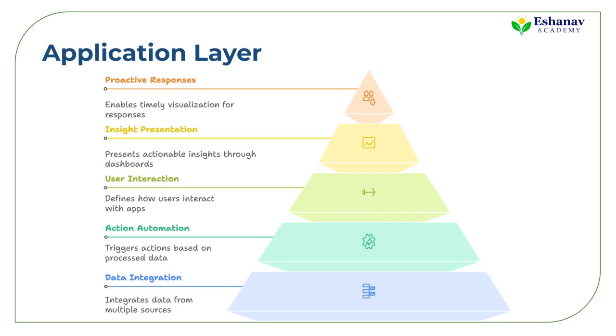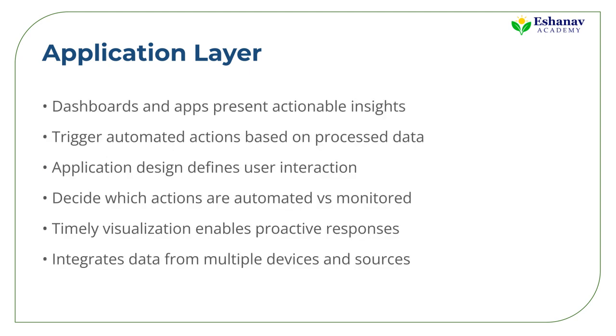The application layer is the interface between humans, systems, and IoT devices. It can be dashboards, mobile apps, alerting systems, or automated triggers. In a smart irrigation system I built, the ESP32 collected soil moisture data, processed it locally, and pushed only relevant updates to a dashboard for remote monitoring. Here, the application defines how data is interpreted and actions are presented.